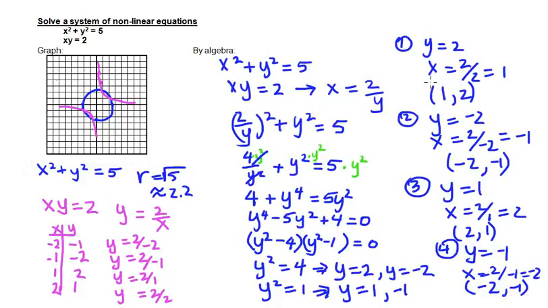And as we look over these four solutions here, the point 1, 2 is that intersection point on the graph. The point negative 2, negative 1 is over here on the graph. The point positive 2, 1 is this point here. And the last point, negative 2, negative 1, is also one of the intersection points. So what we find algebraically does verify what we got on the graph.